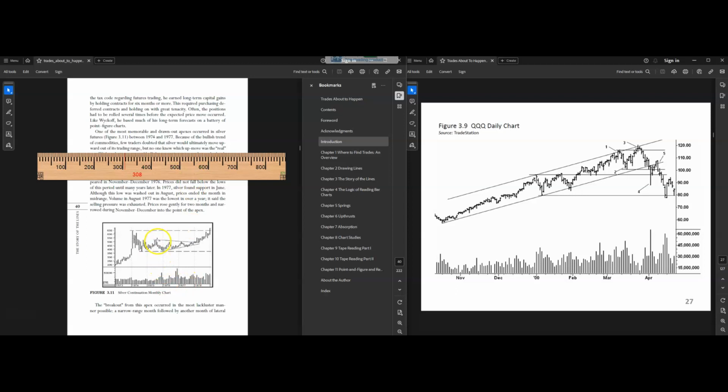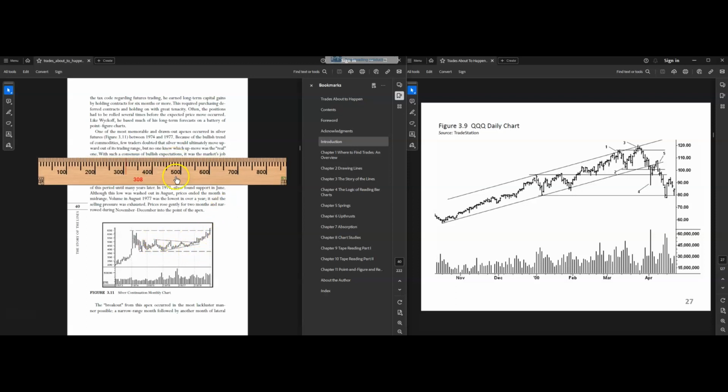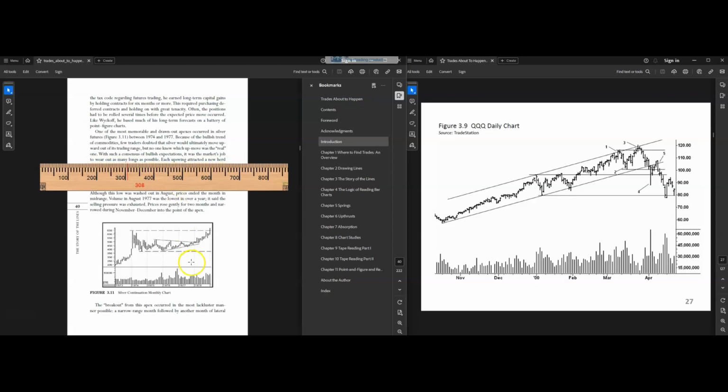Here's an example of an apex. You've got two converging lines, and it breaks out. So you could have a range, and this is what happens and it breaks out. And when it breaks out, it enters a new range.